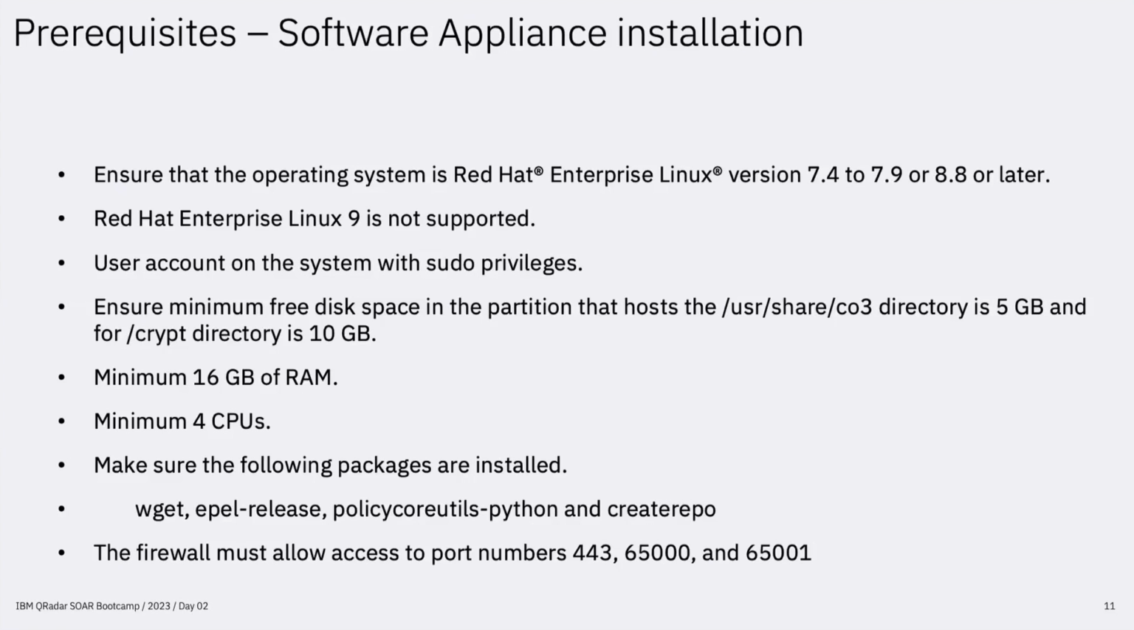Now, the firewall must allow access to these ports. 443, this will provide you UI and REST API. 65000, this is for supporting Java-based apps. And 65001, this is required for Python-based apps. Now, all SOAR functions are Python-based. The integration server, where the apps are hosted, they communicate with this port 65001 of the platform using the STOMP messaging protocol. We'll be discussing about these in detail during our session on app host and application integration.